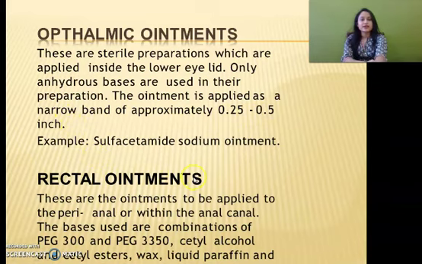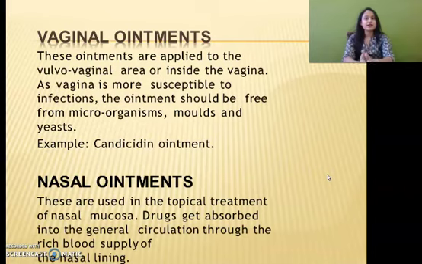Rectal ointment. These are ointments to be applied to the perianal area or within the anal canal. These bases use a combination of PEG 300 and PEG 3350, cetyl alcohol, cetyl ester wax, liquid paraffin, etc. Vaginal ointment. These ointments are applied to the vulvovaginal area or inside the vagina. The vagina is more susceptible to infection, and the ointment should be free from microorganisms. That means this type of preparation also needs to be sterile.